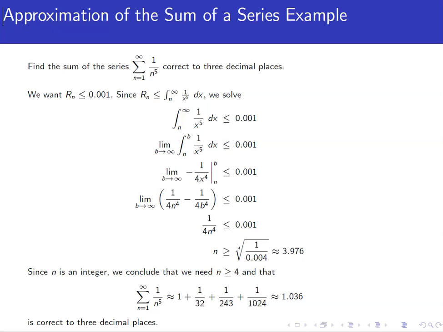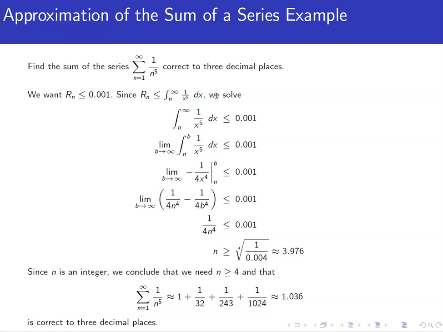in order to make this happen, we want to make sure that the remainder that occurs by using the first n terms of the series is less than 0.001. From what we know about the remainder from the integral test, the remainder is going to be less than or equal to the piece of the area, if you will, that's under the function 1 over x to the fifth, because the series here is 1 over n to the fifth. The remainder will be less than that integral from n to infinity of that function.